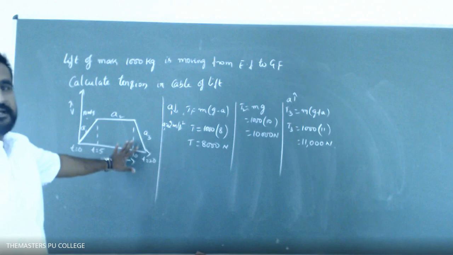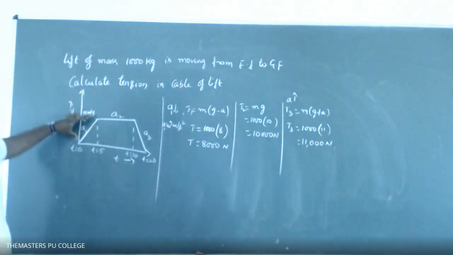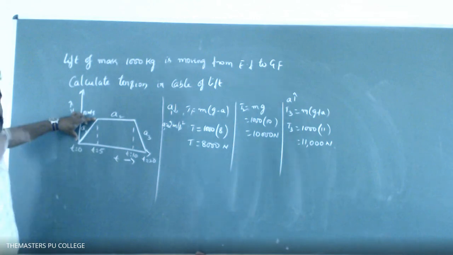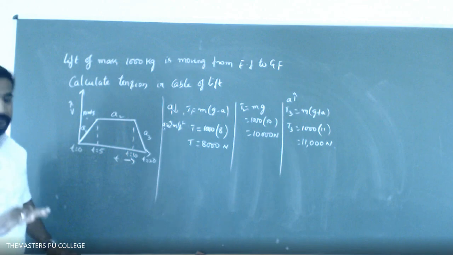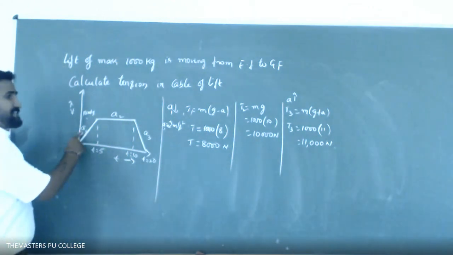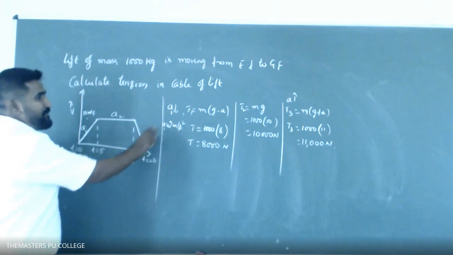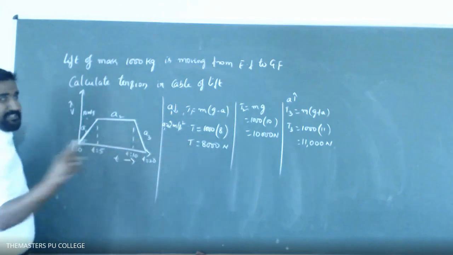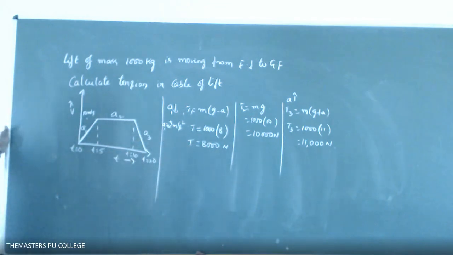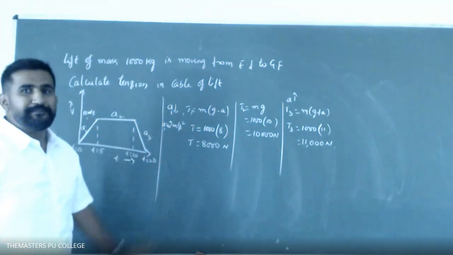This kind of question they may ask in the examination. Keep in mind that when it is moving from first floor to ground floor, in this region A is down, in this region A is up. When it is moving from ground floor to first floor, in this region A is up, in this region A is down. If you make any confusion, you'll get the opposite answer. Correct? When it is moving from first to ground, A is down.